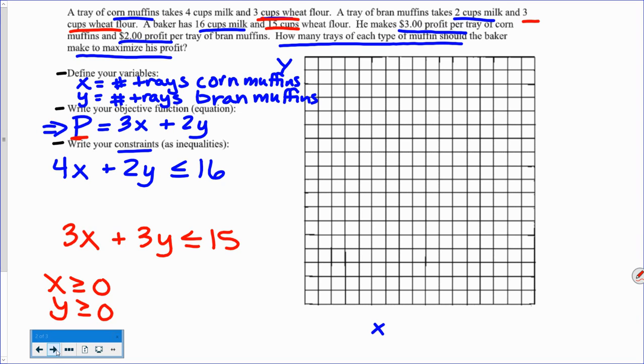So when we go to graph those constraints, there's a reason why my grid does not have X and Y axes, because I'm going to fill them in right here.